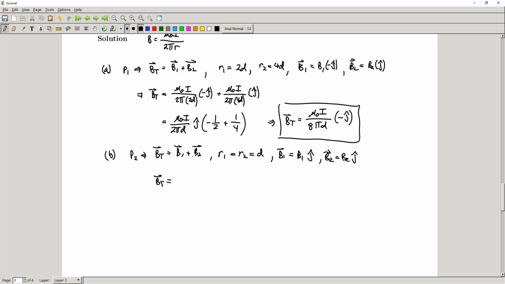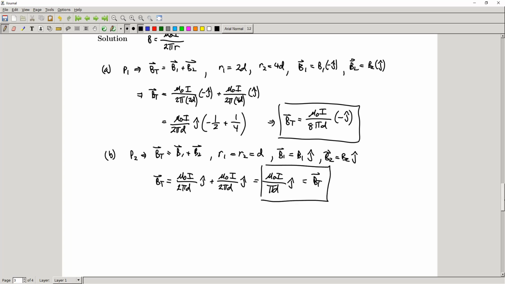BT, now substituting in for B1 and B2, is going to give us mu naught I over 2 pi d in the j hat direction, and B2 will give us the same thing. It's going to end up being mu naught I over 2 pi d in the j hat direction. So we end up with a factor of 2 on the top, which will cancel the factor of 2 on the bottom, giving us mu naught I over pi d in the j hat direction. Okay, that's our BT for point 2.